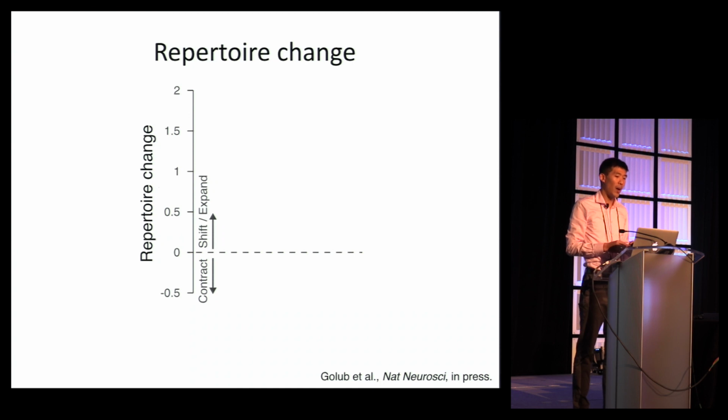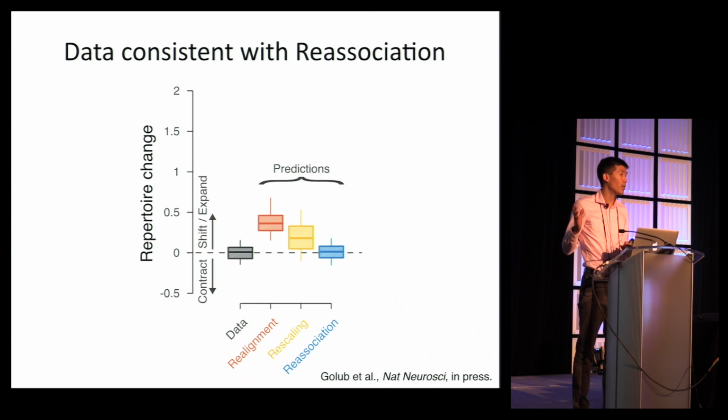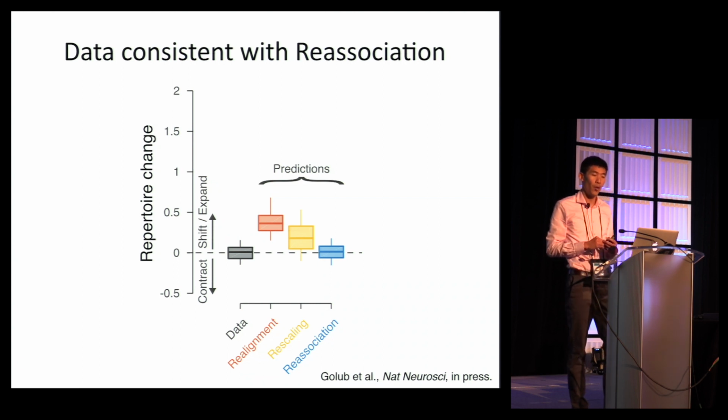So what did each of these hypotheses predict? Realignment and rescaling both predict that the cloud moves or gets larger, whereas reassociation predicts no change in the repertoire, as we would expect. We compared this to the data, and the data also showed no repertoire change. So our data is consistent with reassociation according to this metric.